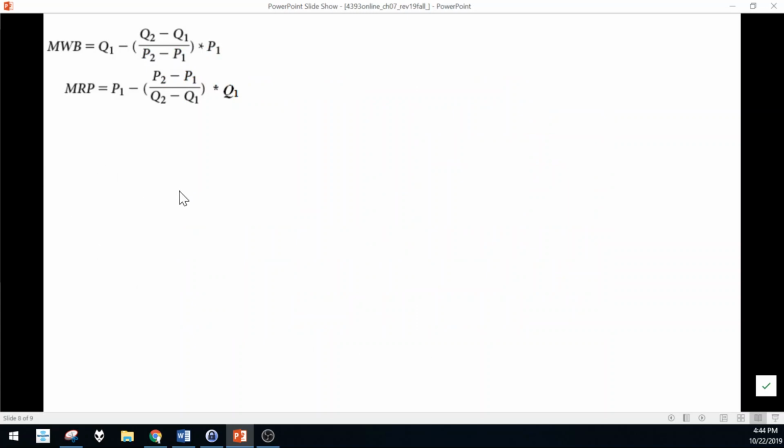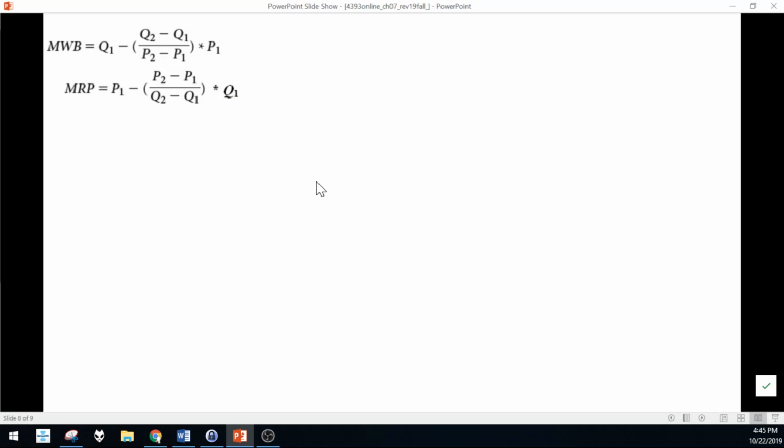Okay, what if I give you other information and make you solve for maximum willing to buy or maximum reservation price? These are the formulas that you're looking for. Be careful in the book. For whatever reason, there's a typo. The book does not include this multiplied by Q1 for MRP, so make sure that you stick that in there. It's not clear why that happened. If it's just a typo or an oversight, it's a pretty major one.